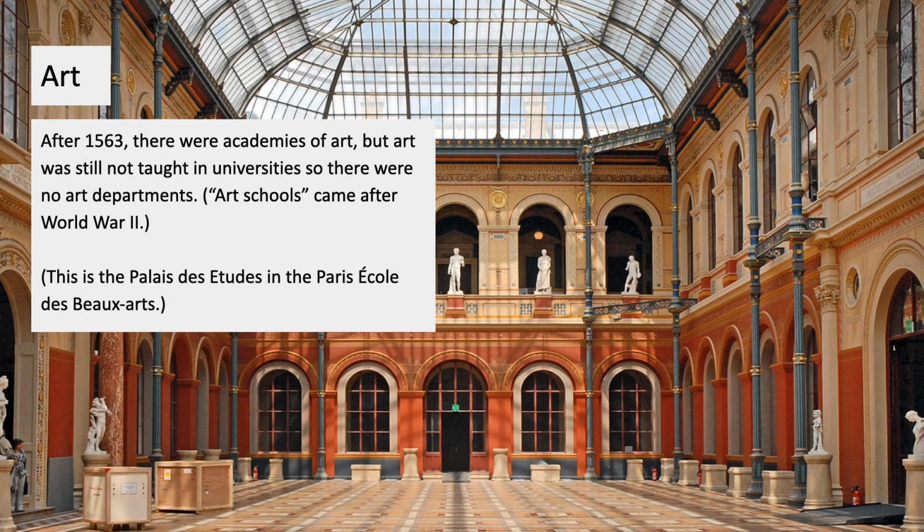After 1563, when the academies of art started spreading through Europe, art was still not taught at universities for some time, so there were no art departments in universities. Universities themselves started in the Middle Ages, but there were no art departments in them until the 19th century. And art schools are even later, more recent. They come after World War II.